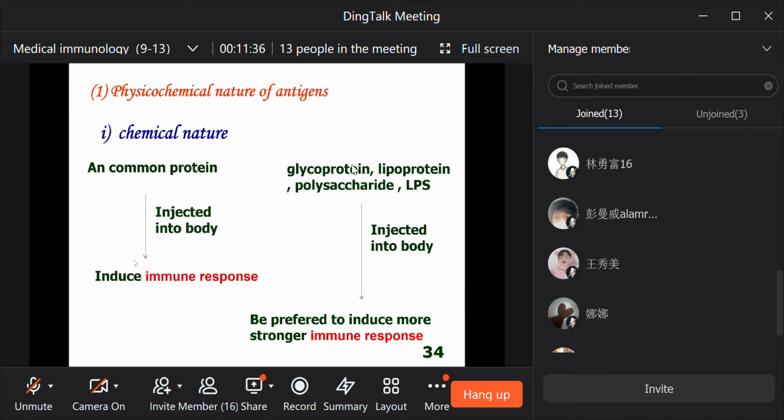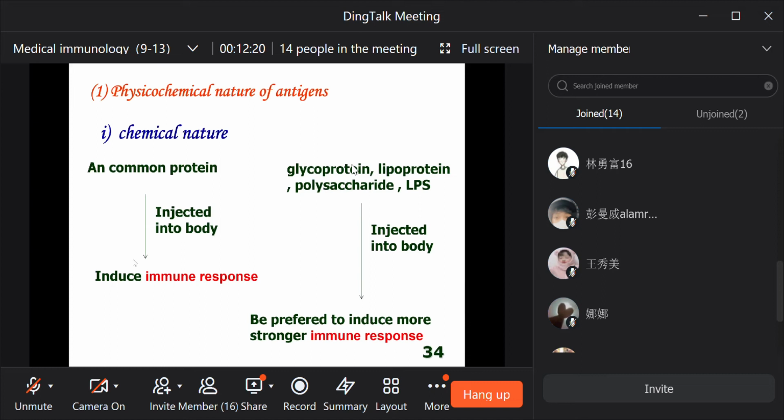Actually, we talk about the example of lipoprotein. The lipoprotein is a lipid bound with a protein. It contains two parts, and the other three kinds of substances are the same as the lipoprotein. So those could introduce a stronger immune response than the common proteins.